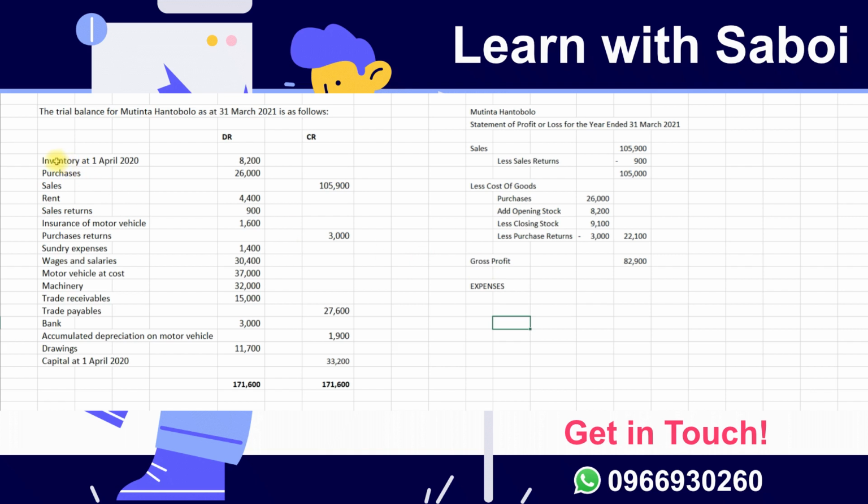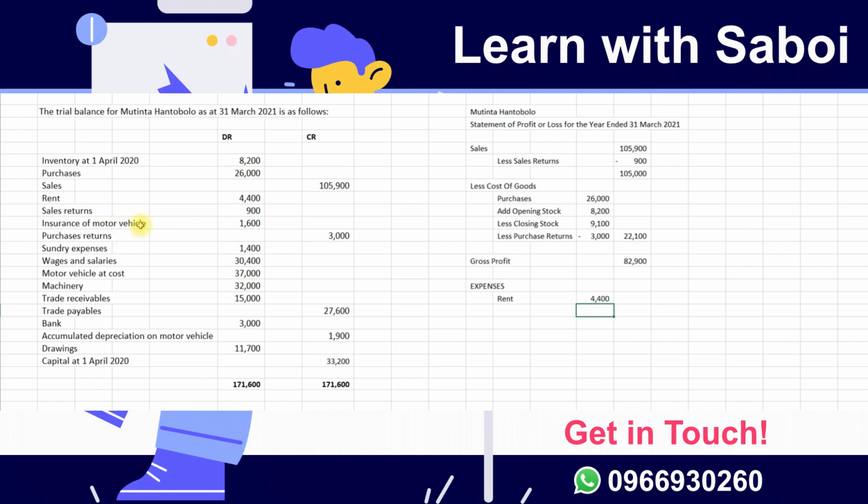Let's see. There's inventory, there's purchases, there's sales, there's rent. Rent is an expense. So I'm going to write rent. Okay, how much is it for the rent? It is 4400. There it is. What else?